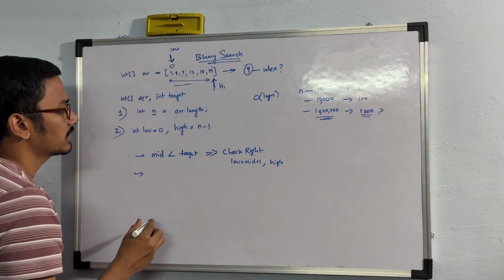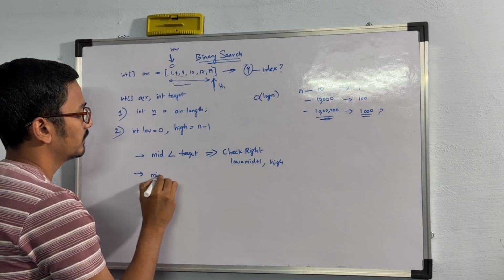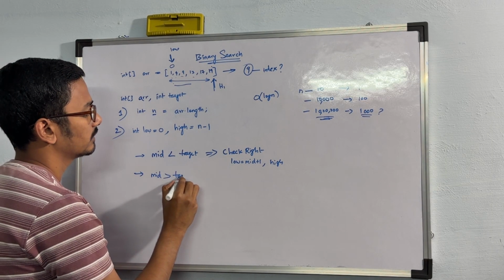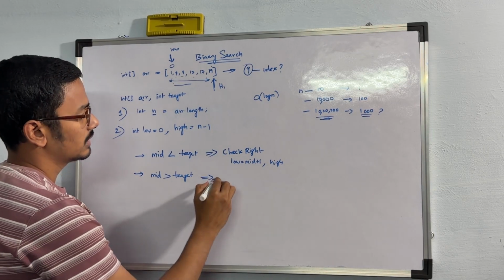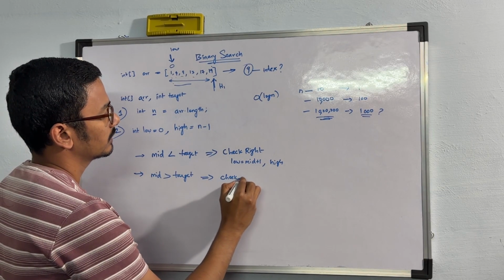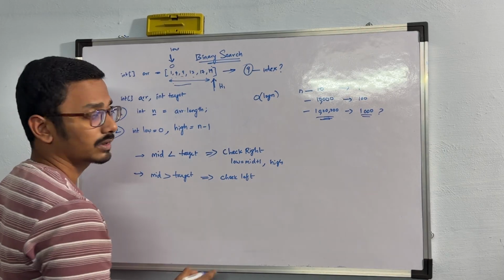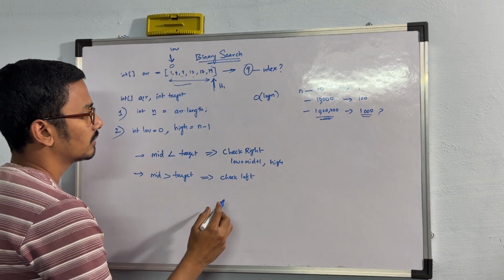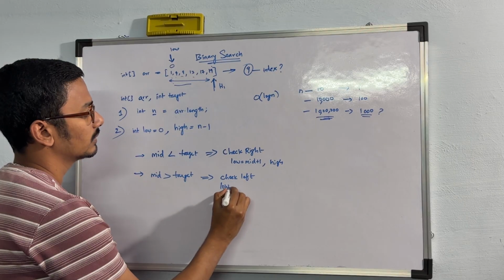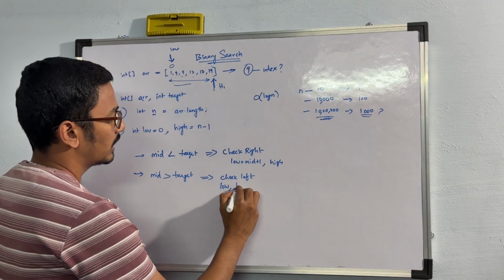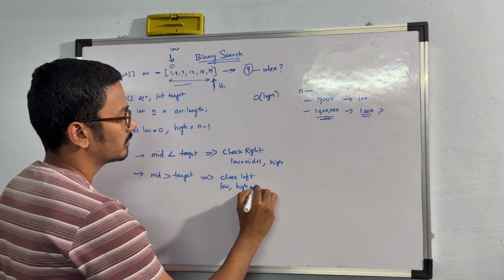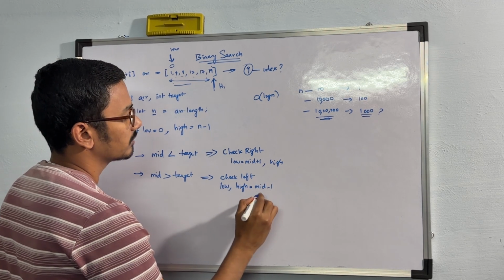So the second case is if mid is greater than target. What I will be doing now is checking left. Checking left in the sense I will leave the low untouched in setting the new limits, and high will be mid minus 1 because we have already checked mid.